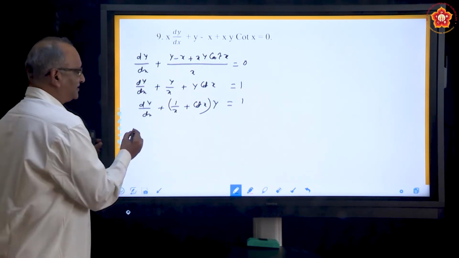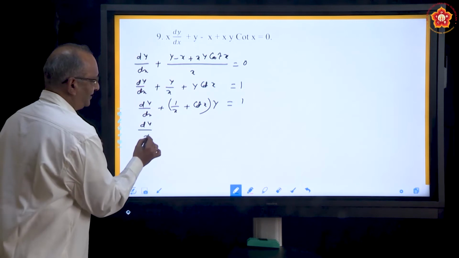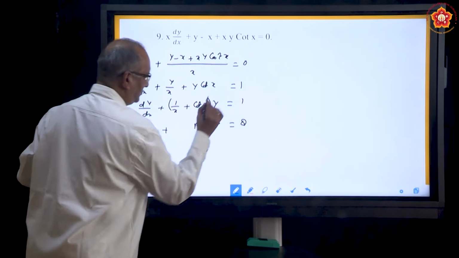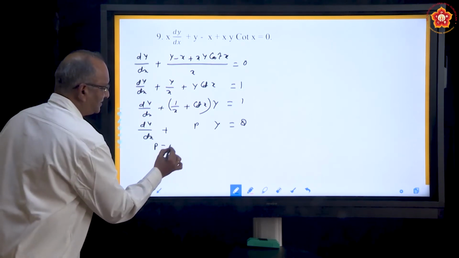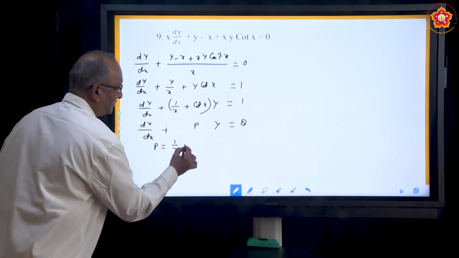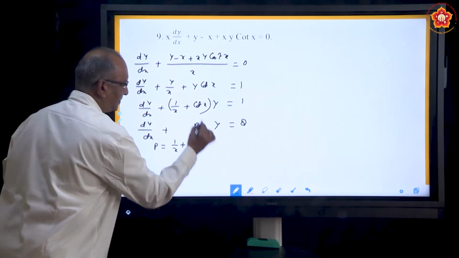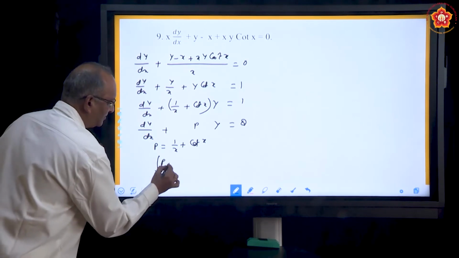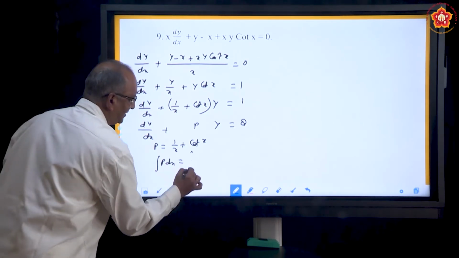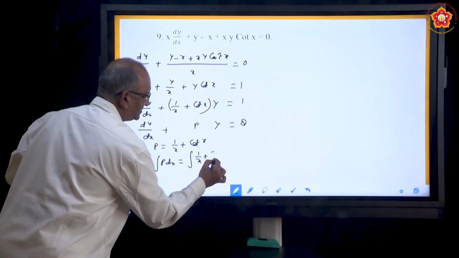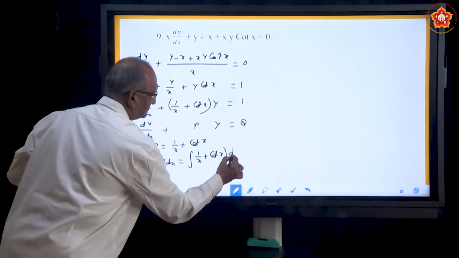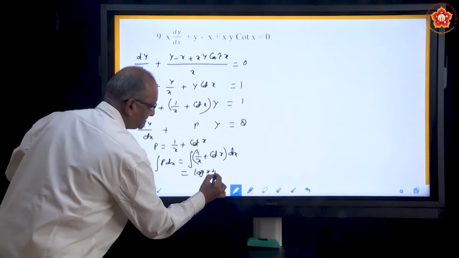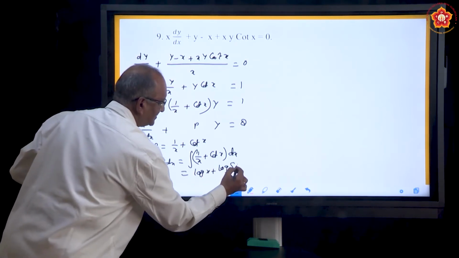Now, compare with the standard equation. What is the standard equation? dy by dx plus py equal to q, which gives you p is equal to 1 by x plus cot x. We find out the integral of p dx. What is the integral of p dx? Integral of 1 by x plus cot x. What is the answer? It is log x plus log sin x.